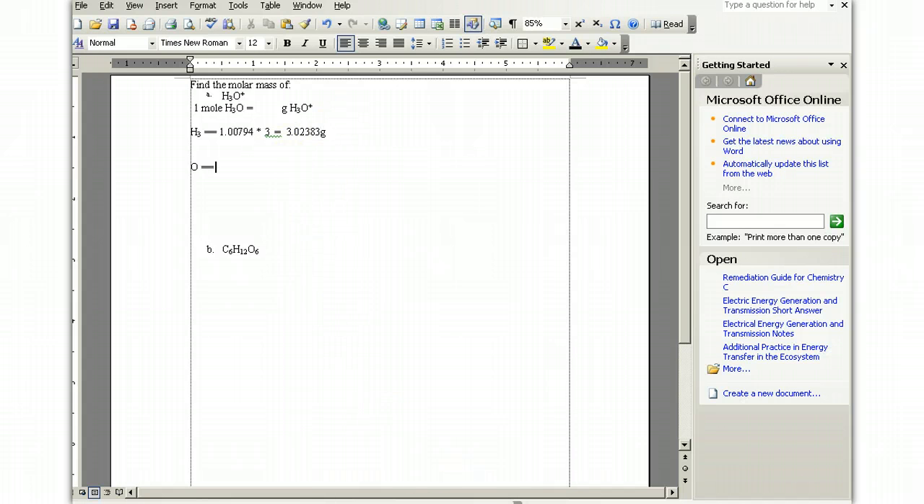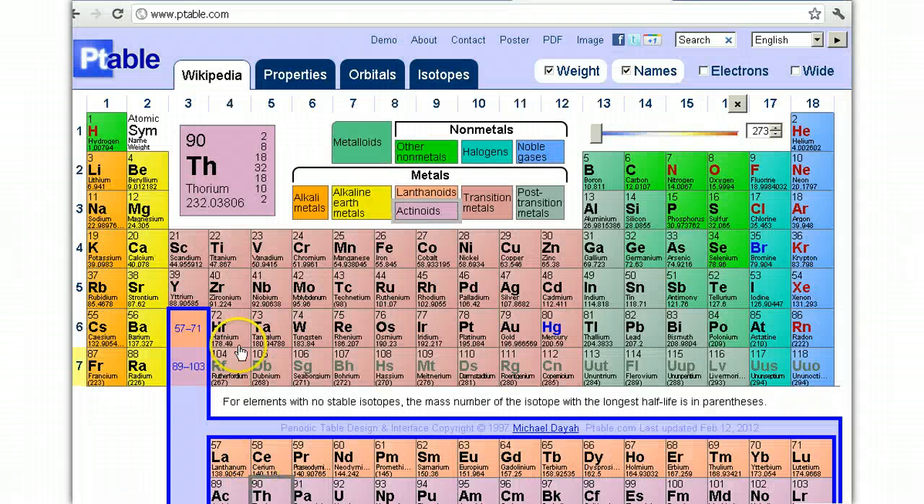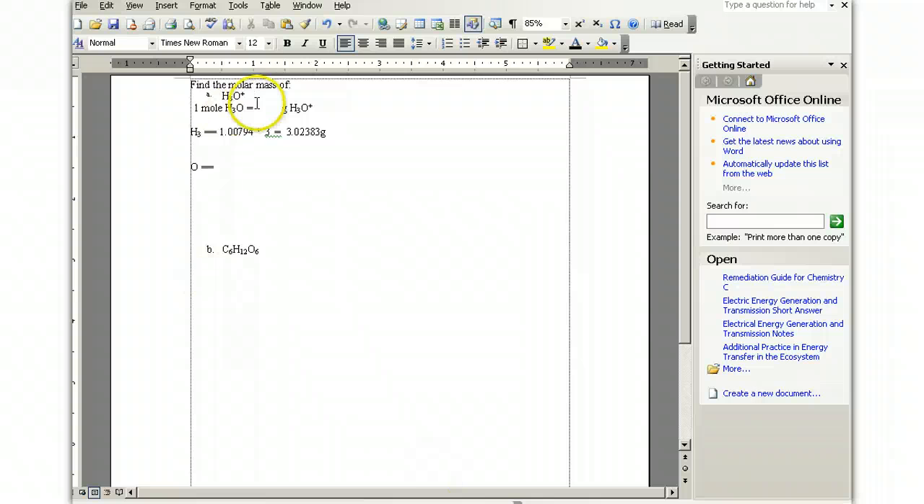Next, we need to figure out what to do with our oxygen. So going back to our periodic table, we look for oxygen, and we find oxygen over here has an atomic mass of 15.9994. So each oxygen weighs 15.9994 grams in a single mole.